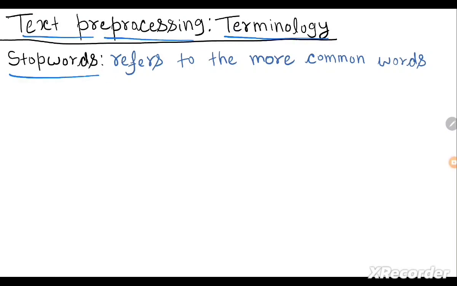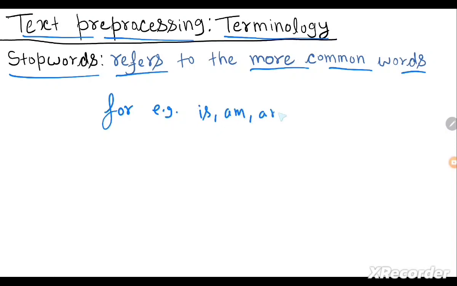So the first one is stopwords. Stopwords refers to the more common words. In the English language, we have some very common words, for example, is, am, are, the, and so on. There are lots of words which are frequently used in the English language. These are known as stopwords in machine learning terminology.